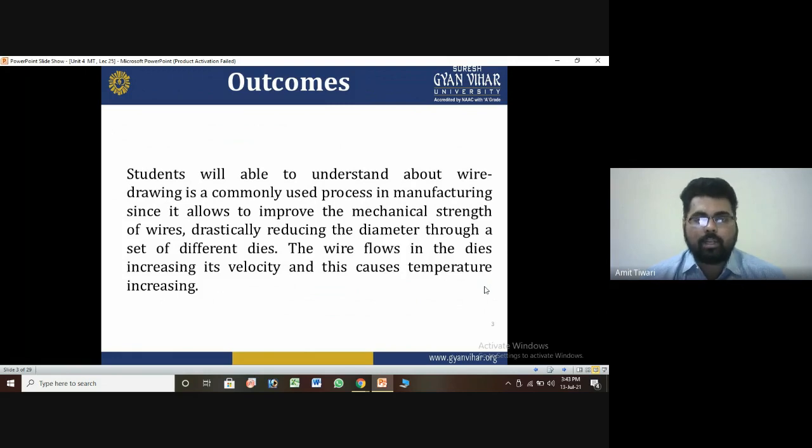As the outcome, at the end of the lecture, students will be able to understand that wire drawing is a commonly used process in manufacturing science. It allows improving the mechanical strength of wire by drastically reducing the diameter through a set of different dies, and as the wire flows in the dies its velocity increases, which causes the temperature to increase. So at the end, students will understand the fundamentals of wire drawing and explosive forming, because both are different techniques related to sheet metal forming. We will discuss them one by one.